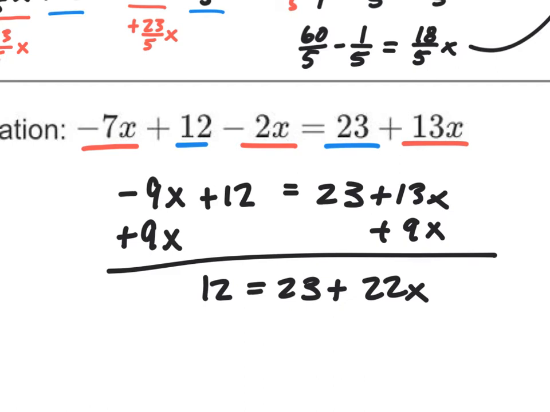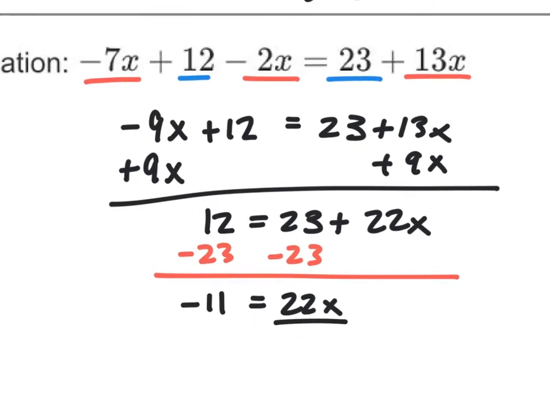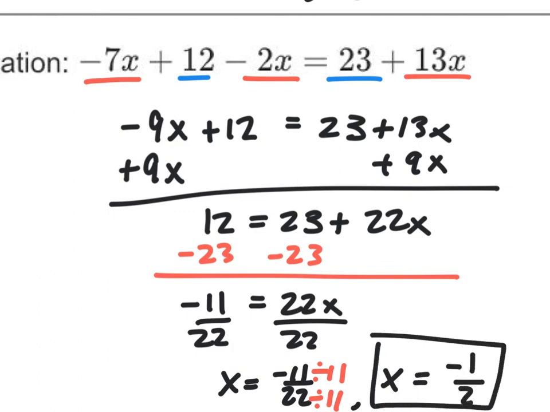Now, I've moved all my x's onto the right side of the equal sign. I'm going to move all my numbers to the other side. So the first thing I'm going to do is subtract 23 from both sides, okay? And so if I take 12 minus 23, that's going to give me negative 11, all right? So this gives me negative 11 is equal to 22x. Okay, now since I'm multiplying by 22, I'm going to divide by 22 on both sides. And x is going to give me negative 11 22nds. I can divide each of these numbers by 11. And this is going to give me x is equal to negative 1/2. And that's it. That's my value.